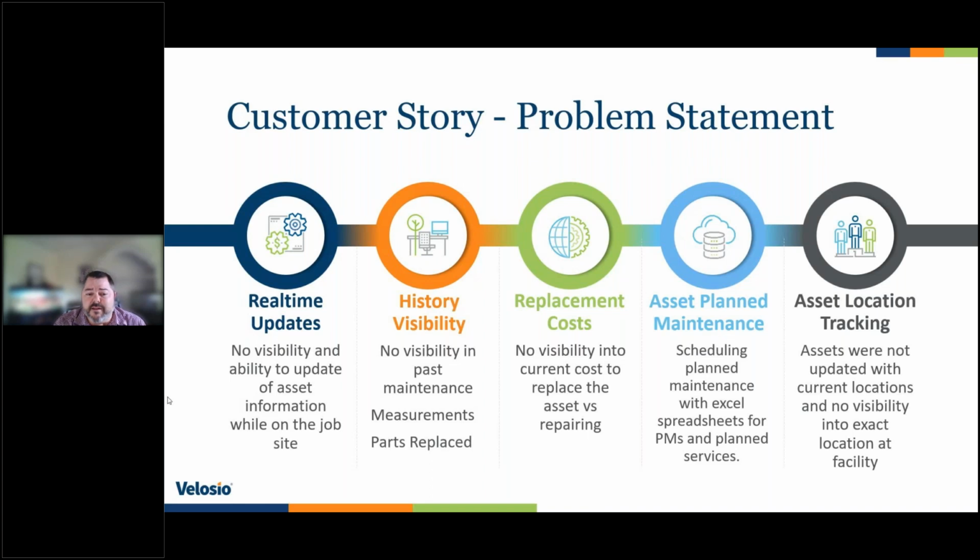Asset planned maintenance. I saw there were some individuals that marked this as a problem for them. So they had no visibility. They were tracking everything on Excel spreadsheets. If they had planned PMs, preventive maintenance, on an asset, they had it on an Excel spreadsheet. If they had situations where they had to do software updates, or a certain part that needed to be replaced on a certain lot of model numbers for an asset, they tracked all that in Excel too.